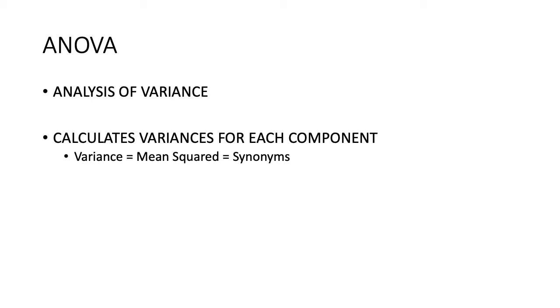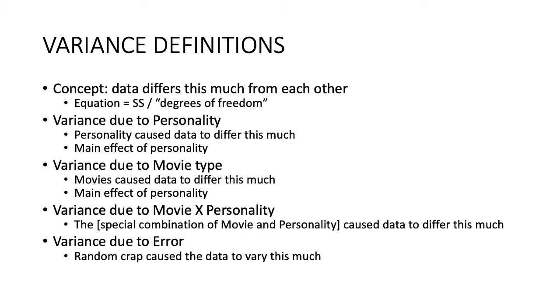Now, ANOVA is analysis of variance, and I just said this, it calculates variance for a whole bunch of different types of components. Now, be aware that the statistical packages call variance mean squared. Now, what is variance? That's a good question. Mathematically, it's sum of squares divided by degrees of freedom. But conceptually, it just tells us, in a set of numbers, how much do these numbers differ from each other? That's all variance is. Remember, variance is the average squared deviation from the mean, that we used when we were calculating standard deviation.